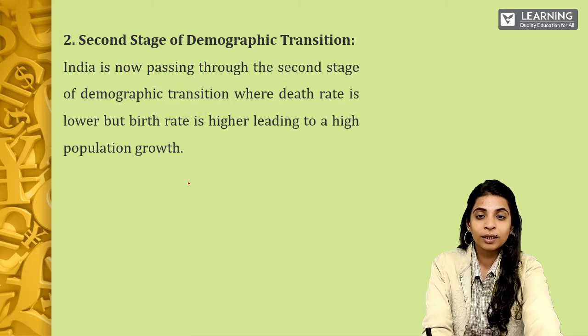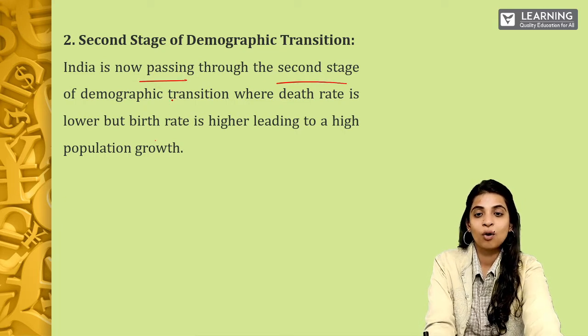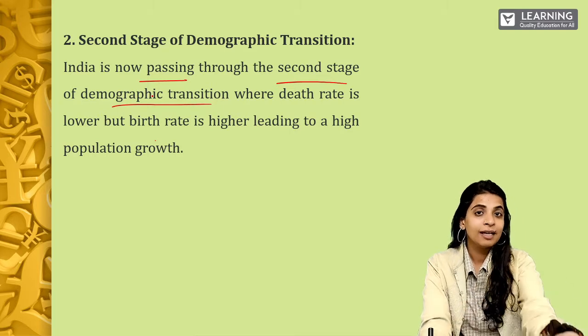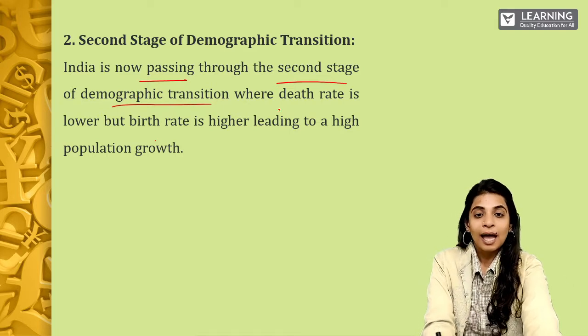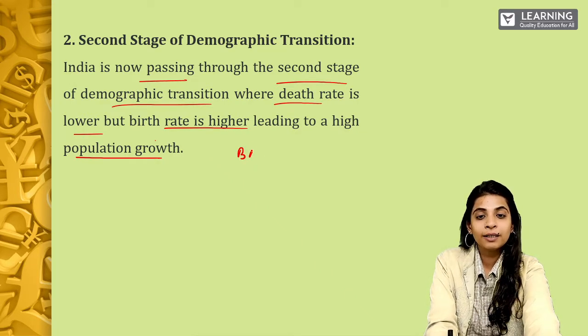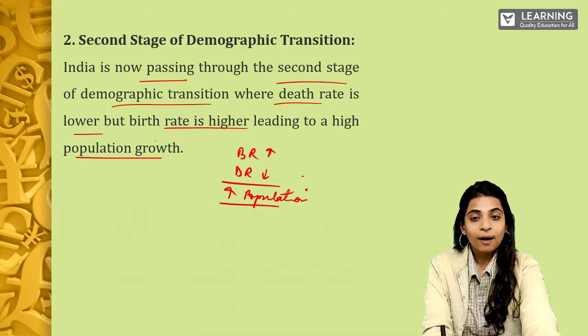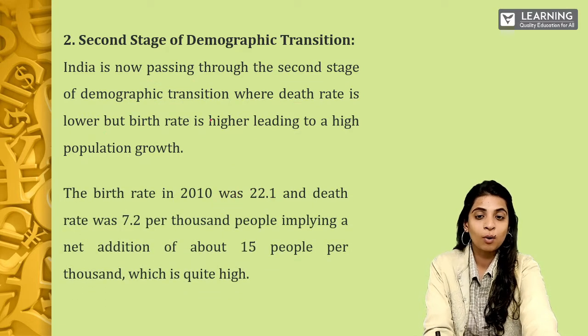Now, second feature, what is this? Demographic transition. India is now passing through the second stage of demographic transition. We will understand this in the next part or in the next class. Here the death rate is lower, but the birth rate is higher, leading to high population growth. All right. So if your birth rate is high and your death rate is low, then this leads to high population growth. So it is a matter of concern, right? We are in the second stage of demographic transition.